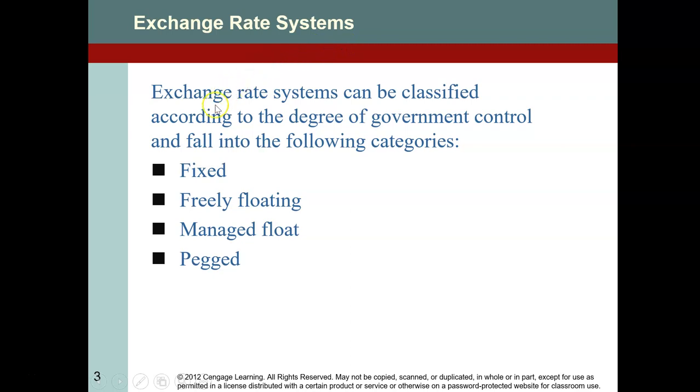The first one is fixed exchange rate system. Okay, and the second one is freely floating. Third one, managed float. Fourth one, pegged. Exchange rate systems can be classified according to the degree of government control and fall into these four categories. As we can see, the first one is mostly controlled, and then it gets better when we're doing freely floating. Okay, and managed float and pegged are in between.